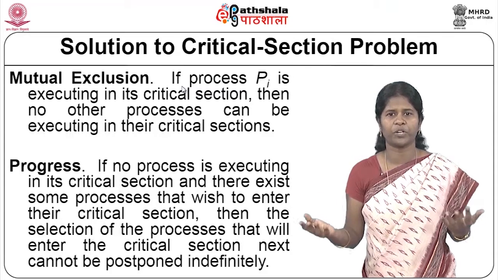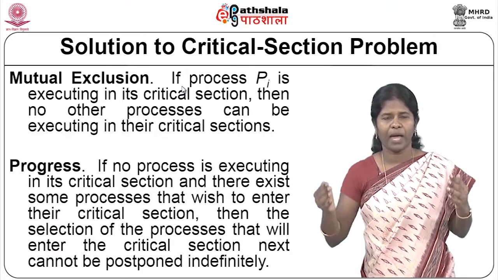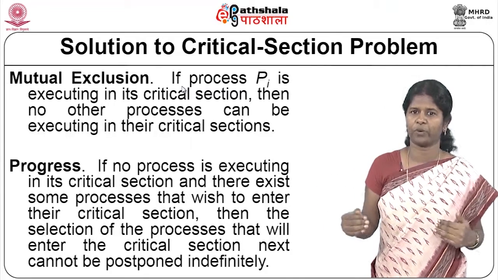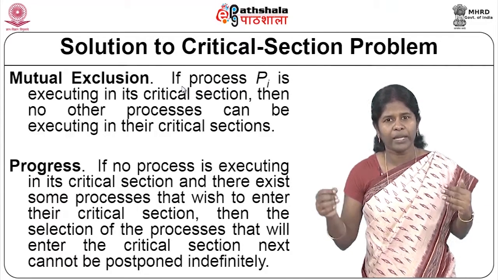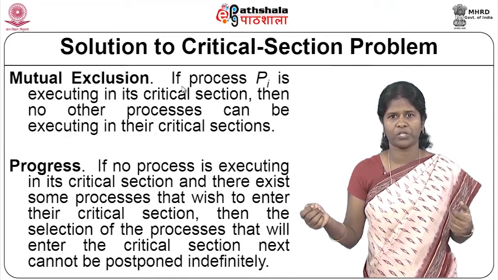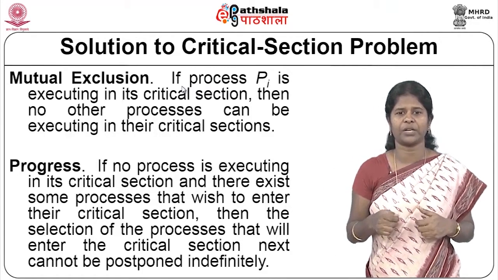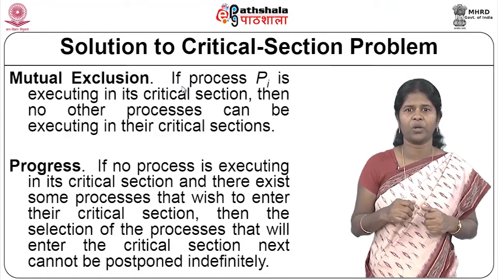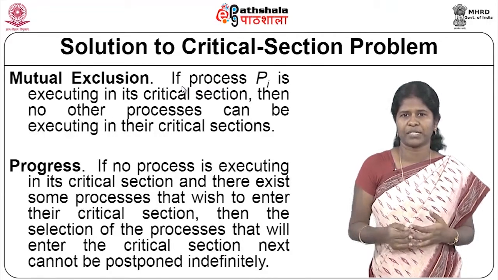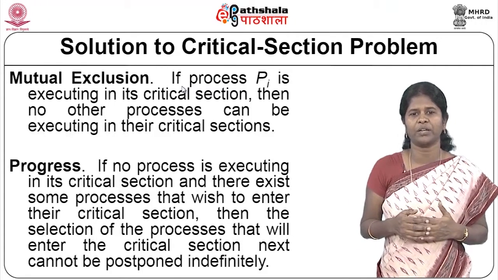Assume you have two processes P1 and P2, both currently not in their critical sections and both wanting to enter the critical section. They are waiting to enter their critical sections of code. Now some selection should be done between these two processes as to who will enter the critical section next. This selection should not be postponed indefinitely. You can't make the two processes wait indefinitely. There should be a way in which one of these two processes can enter the critical section immediately.